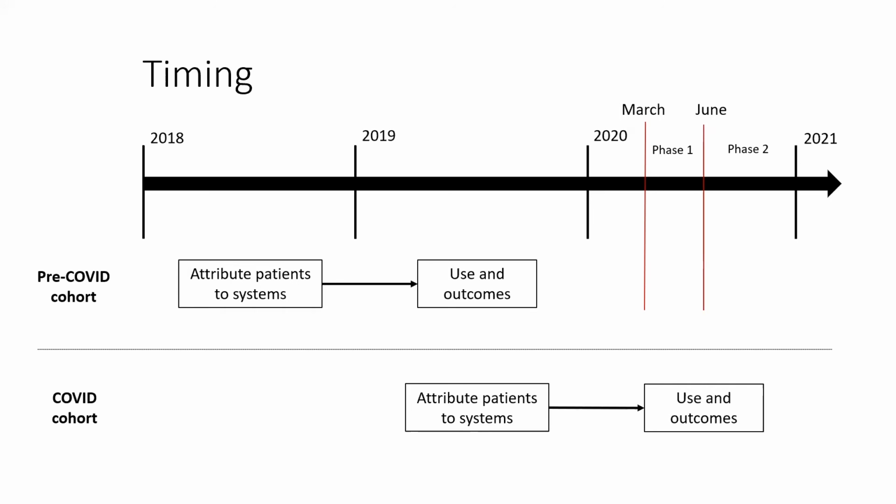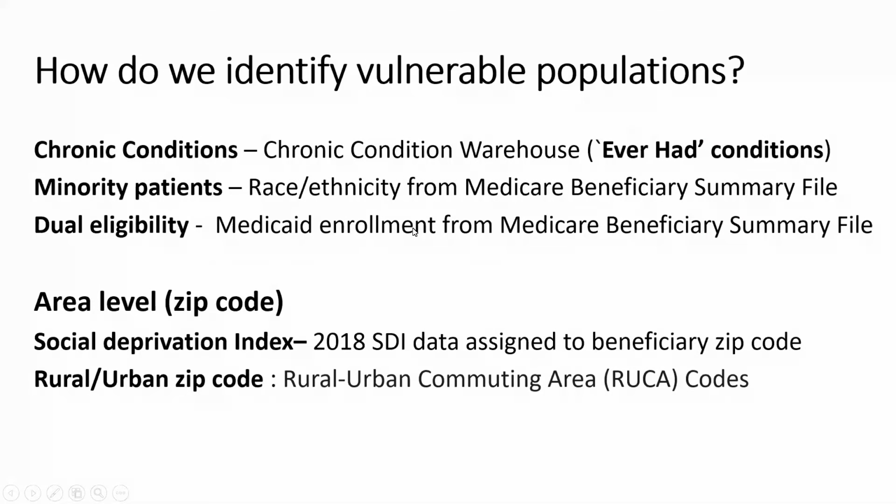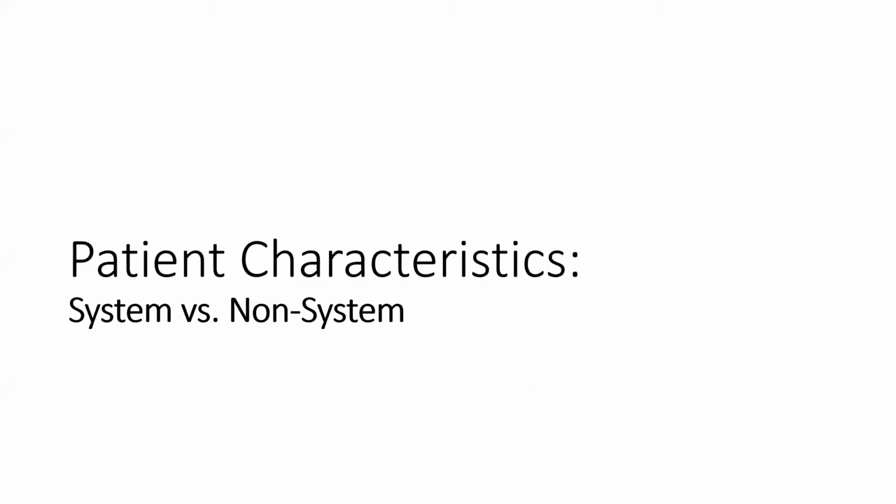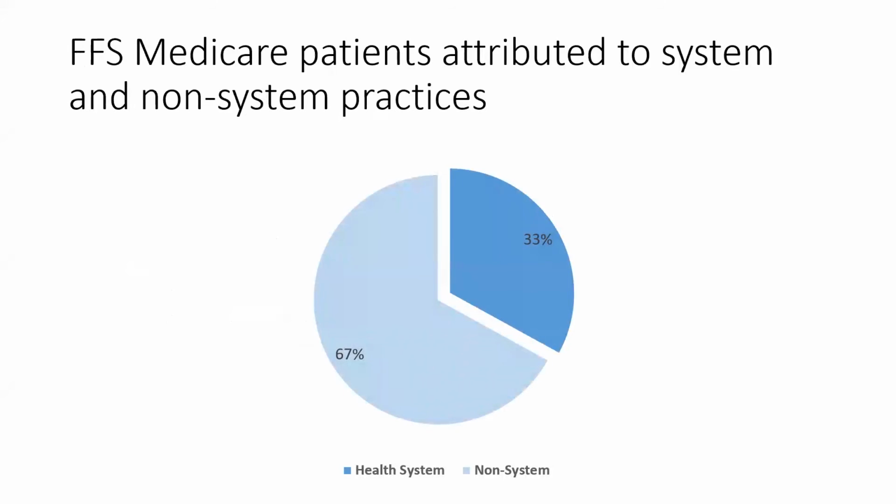We're going to look at the population overall, and then we're going to look particularly at vulnerable populations. We're going to define that in several ways based on prevalence of chronic conditions, patients who are racial or ethnic minorities, and patients who are dually eligible for Medicare and Medicaid. We'll also have some information at the zip code level about the social deprivation of the area and rural or urban zip code. That's going to turn out to be important for things like telemedicine, which obviously will vary geographically.